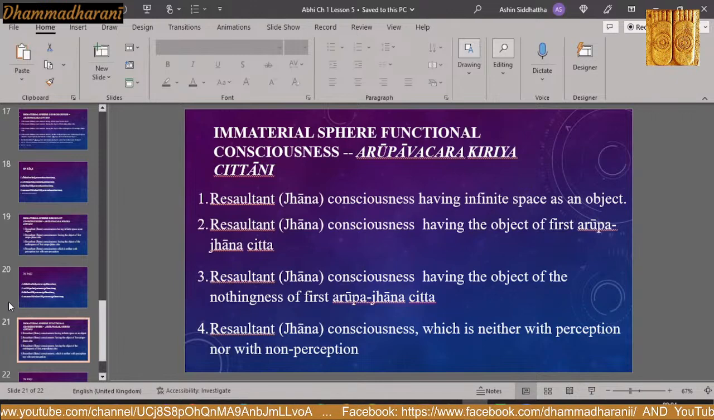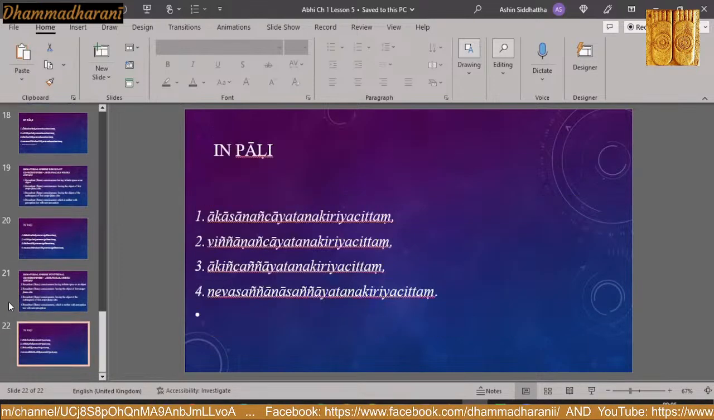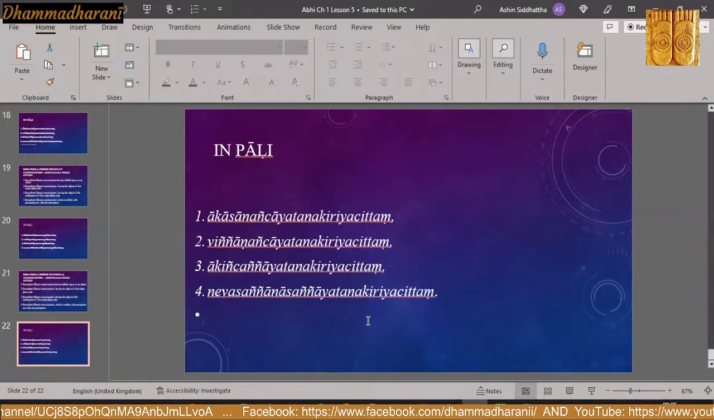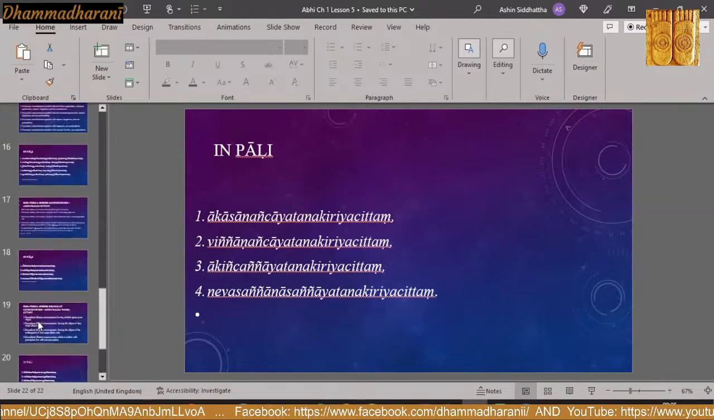Immaterial sphere functional consciousness is for Arahants, Buddhas and Pacceka Buddhas. Functional consciousness having infinite space as an object. Functional Arūpāvacara Jhana consciousness having the object of the first Arūpa Jhana Chitta. Third one, functional Arūpāvacara Jhana consciousness having the object of nothingness. Functional Jhana consciousness which is neither perception nor non-perception. In Pali, Akasanancayatana Kriya Chitta, Viññānancayatana Kriya Chitta, Akinchanyayatana Kriya Chitta, and Neva Sanya Na Sanyayatana Kriya Chitta.